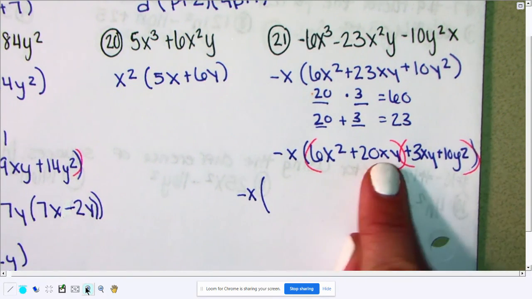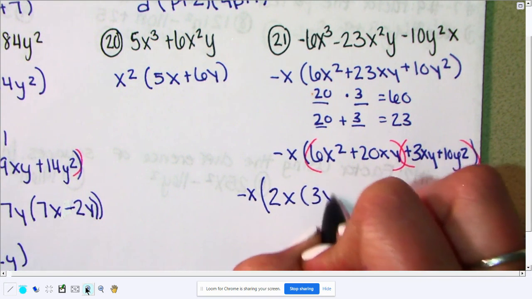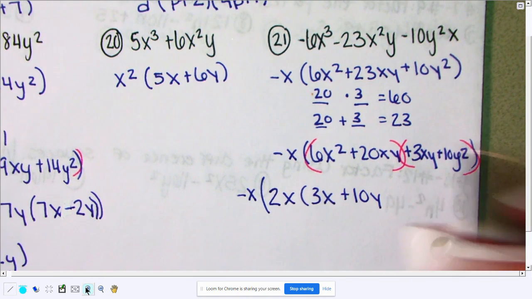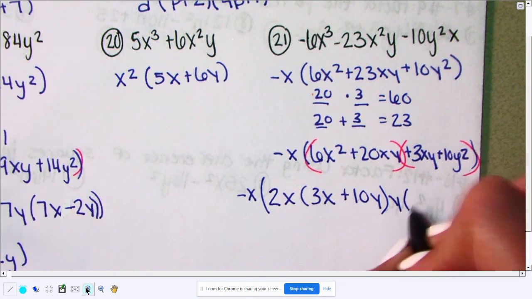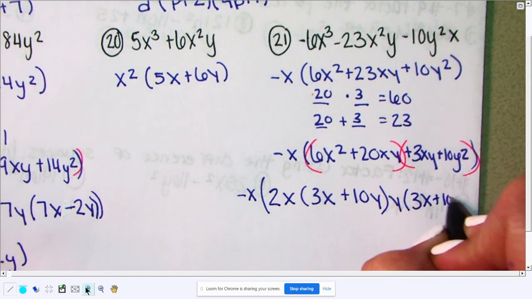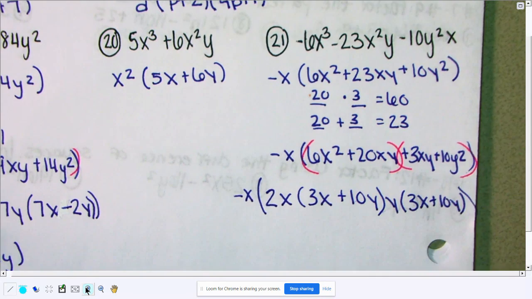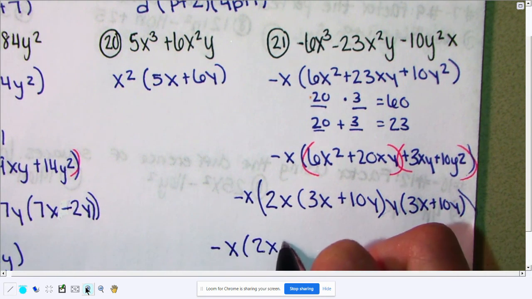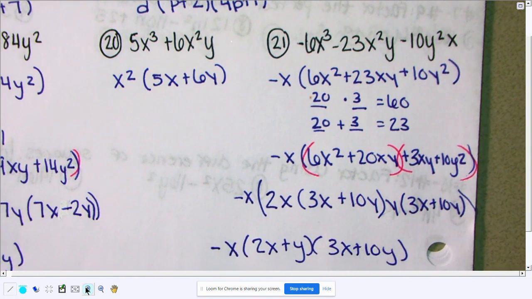I'm going to pull out an x, and I can definitely pull out a 2. So I'm going to pull 2x. I'll be left with 3x plus 10y. Down here, if I want 3x out of here, all I need to do is pull a y out. So I'm left with 3x plus 10y. Then I'm going to group my GCF, so negative x along for the ride, 2x plus y times 3x plus 10y. And you're finished.